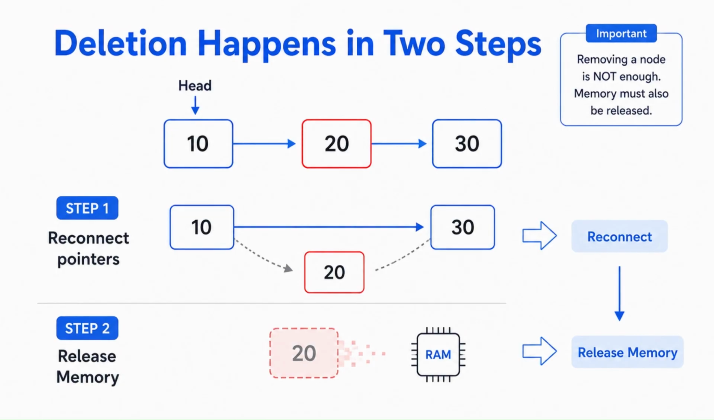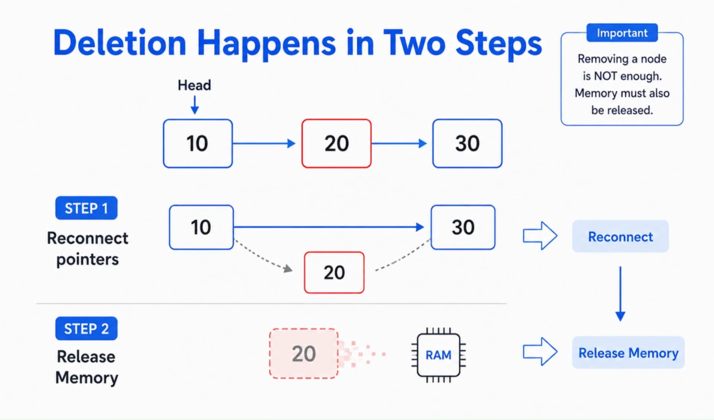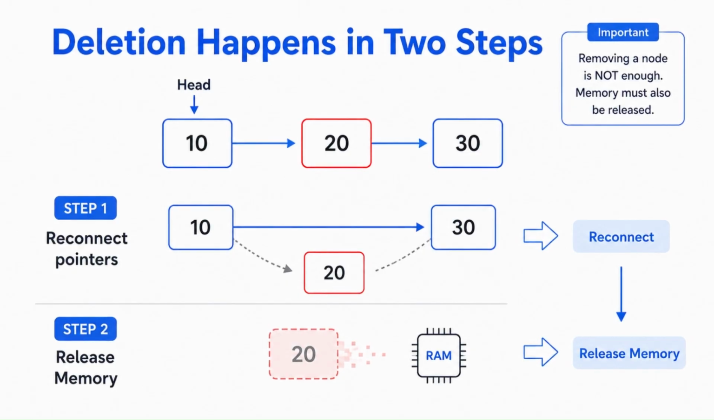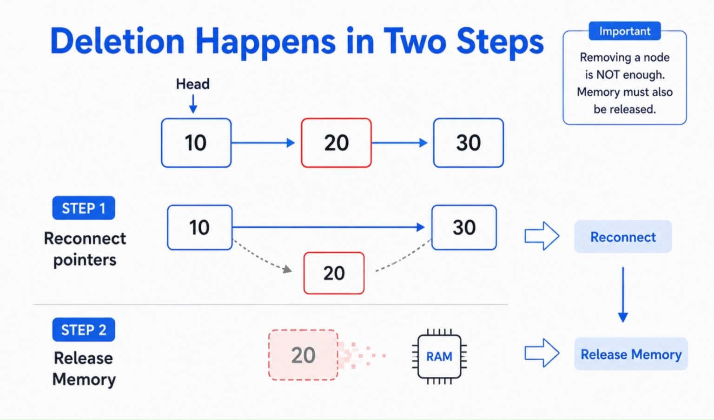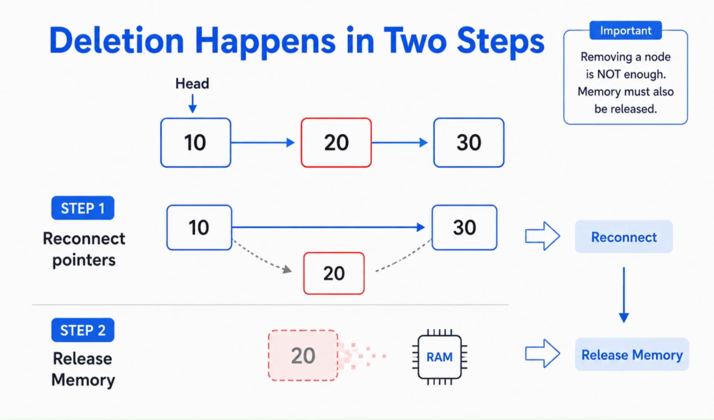But here's the important part. Removing the node from the list does not remove it from memory. The memory is still sitting there, even though nothing in our program can reach it anymore. That's why we need the second step. We must explicitly return that memory back to the operating system. Only after completing both of these steps is the node truly deleted.